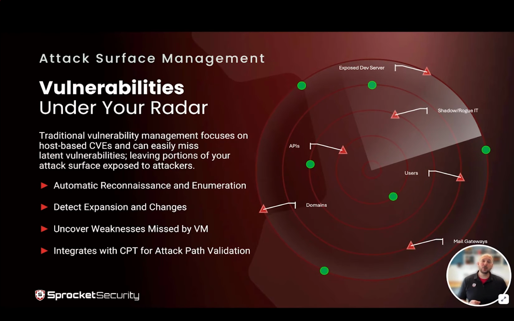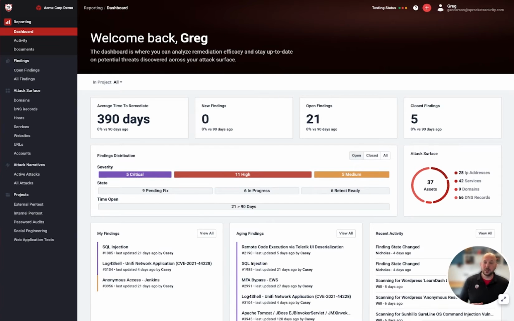Most importantly, I'm going to show you how you can go from detection in ASM to full attack path validation with CPT. So let's take a look at the platform. Once you log into the platform, you're going to be presented with the same dashboard that you know and love. What you'll notice, though, is on the left-hand side navigation, you'll see this new section called Attack Surface.